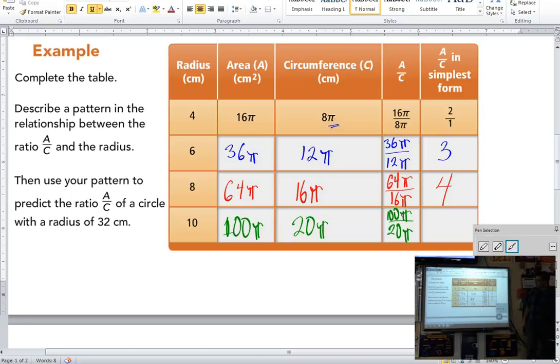Grace, when we look at the next one, what's my ratio reduced to? We look at the 100 compared to the 20. Ooh, close. 5. You just had this here in the wrong place. Look at this for a second. Can anyone figure out a rule for any circle?